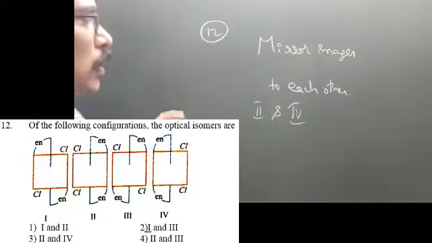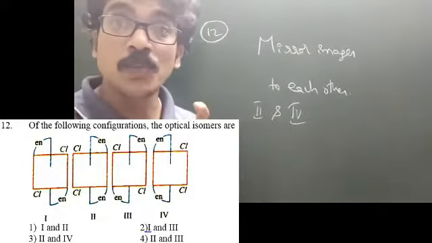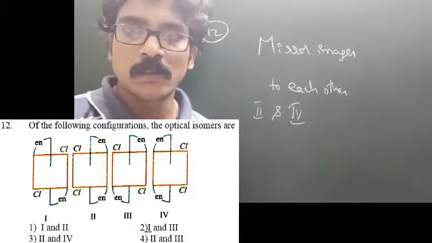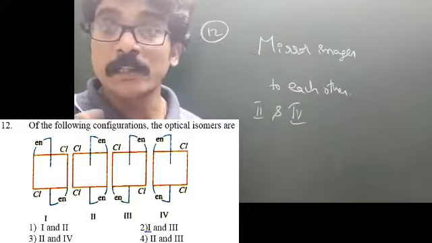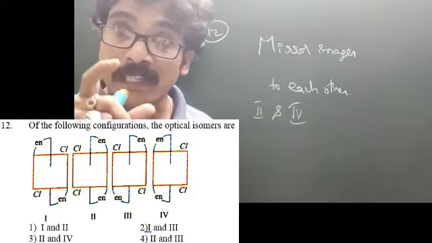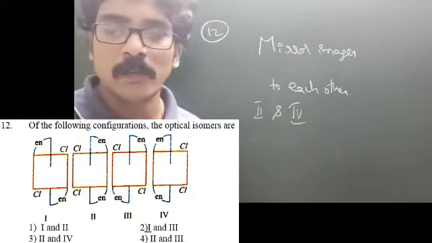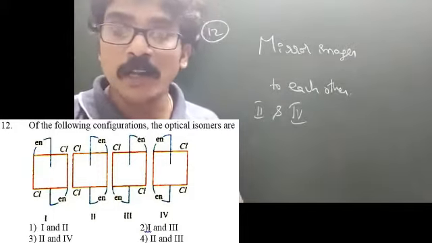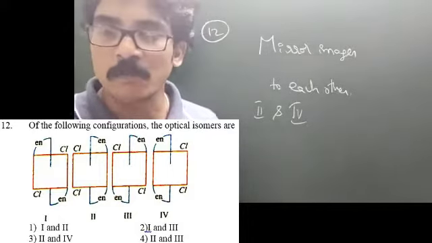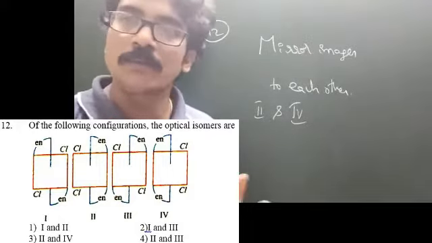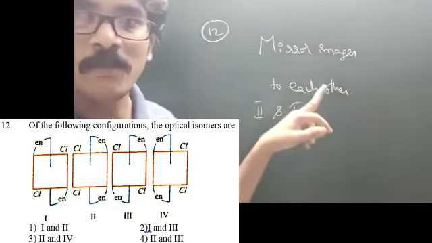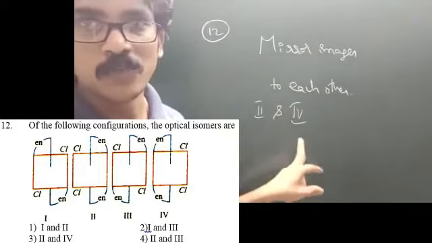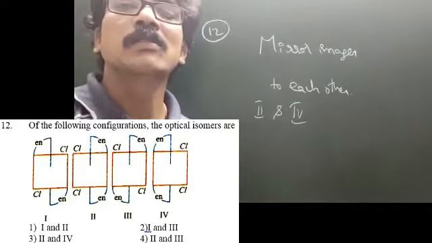Question number 12. Of the following configurations, which are optical isomers? Let's look at these four options. In these four options, we observe the second option and the fourth option look like mirror images of each other. If two compounds are mirror images of each other but not superimposable, they are called dextro and levo isomers. Therefore, the optical isomers based on the diagram are the second and fourth.